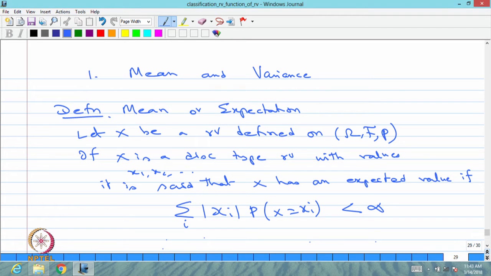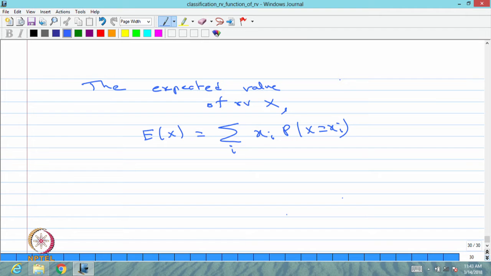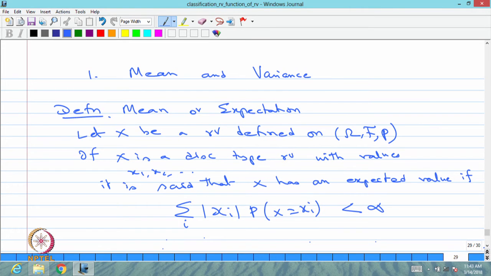Why the absolute? There is a possibility the x_i's could be positive or negative. So, in the absolute sense, if it is going to be finite, then without the absolute, that is going to be the expected value of the random variable, provided in the absolute sense that summation is a finite quantity. In other words, this is nothing but a series. You can think of the summation of x_i p of x equal to x_i as the series, whatever you have studied in the calculus course. This series converges in the absolute sense.